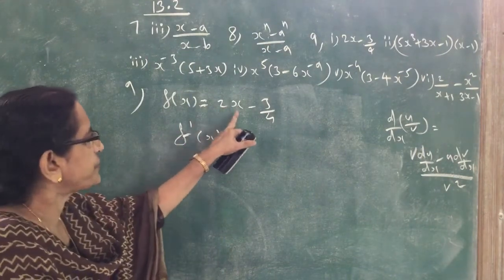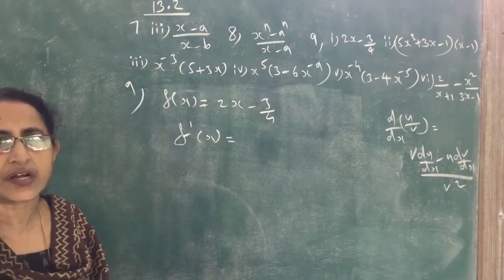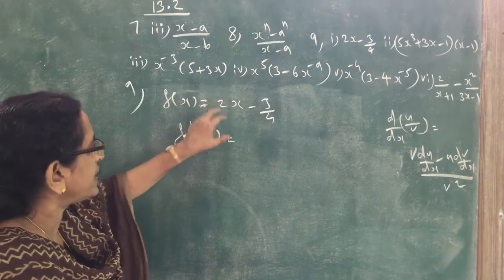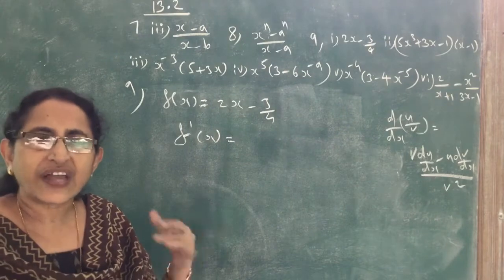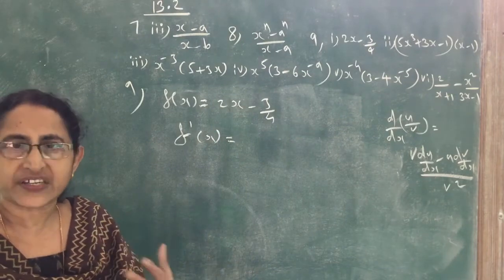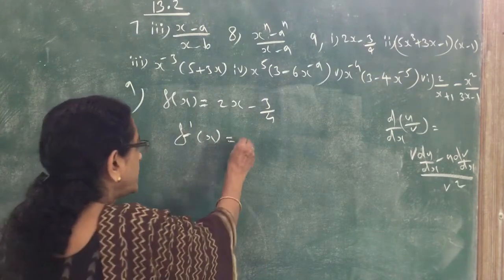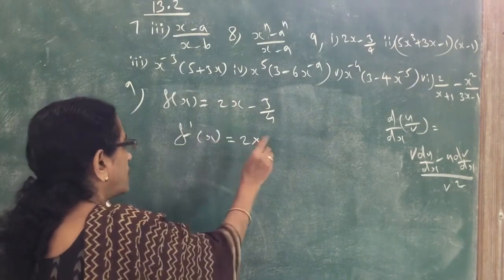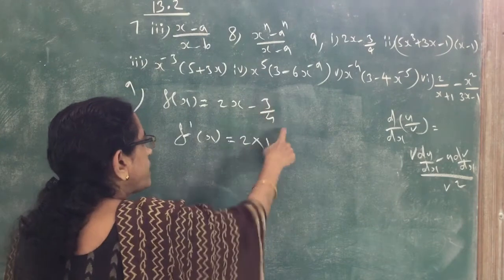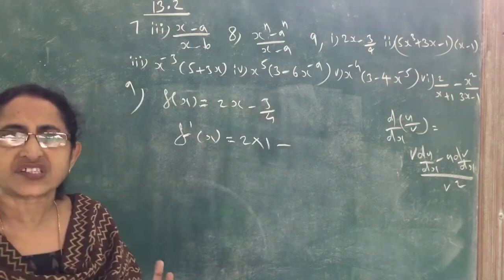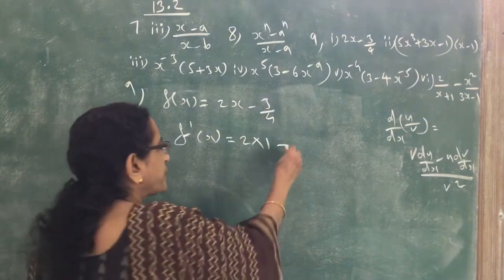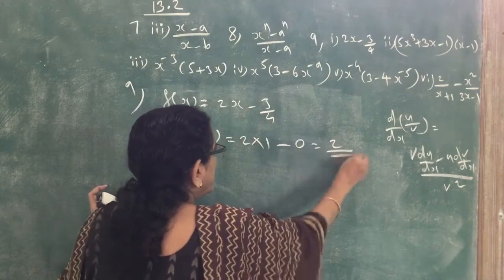So, derivative of 2x minus 3 by 4, this is a difference of two terms. Remember here 2 is only a constant, so directly we can find it, no need of applying product rule. We can take the constant 2 outside. So 2 into derivative of x, 1, minus derivative of 3 by 4. 3 by 4 is a constant, some number, so its derivative is 0. So the answer is 2 into 1, 2.